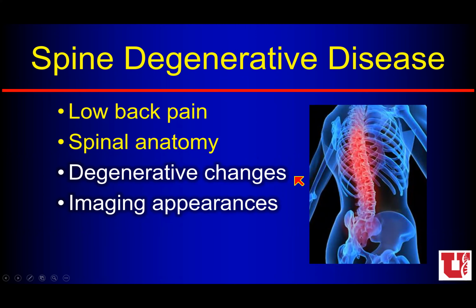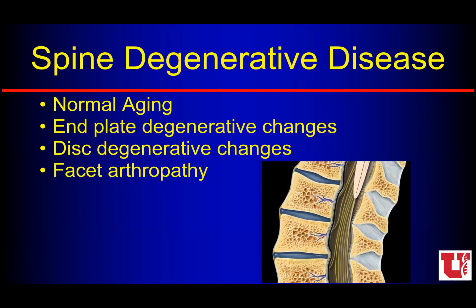We're going to talk about all these degenerative changes that we do see and what their imaging appearances are. And we're going to correlate them with the graphics, the CT and MRI, and talk about the correct verbiage that we want to use for these.